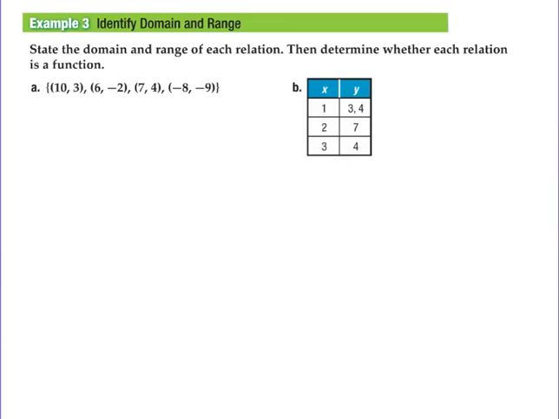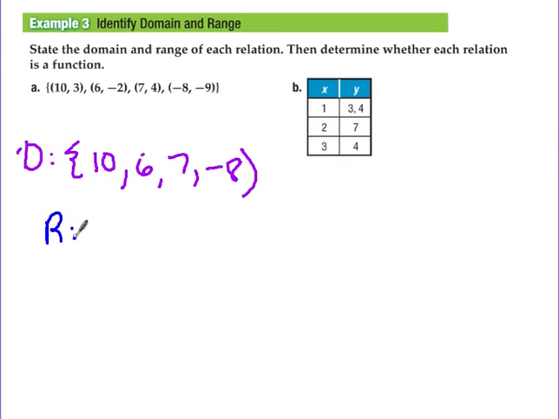Alrighty, so it says state the domain and range of each relation, then determine whether each relation is a function. So first of all, what's the domain of this first one? Okay. Let's go ahead and do the range. What's the range going to be? Okay, so now we need to determine, is this a function? So basically what that means is that each x, there's 10, 6, 7, negative 8, is that paired with exactly one y? Yeah, so that is a function, yes.